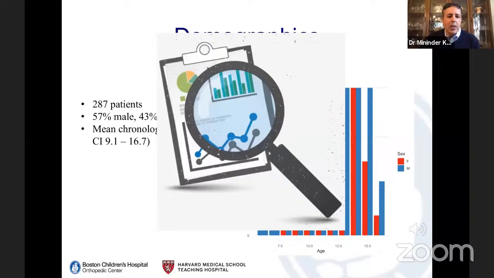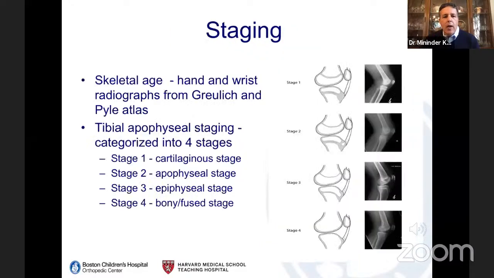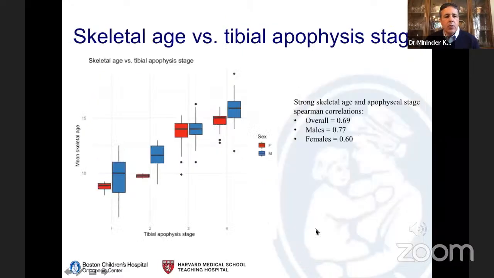This is just a research spotlight. But we looked at almost 300 of our patients who were evenly split between male and female and divided into different age ranges. We looked at their skeletal age from the hand and wrist atlas of Greulich and Pyle, and then we classified their tibial tubercle apophysis stage into these four stages. So again, cartilage only, apophysis of the tibial tubercle, the apophysis and the epiphysis merge, and then all the physes close. This is a box and whisker graph, which shows a fairly tight distribution in terms of their skeletal age, from stage 1 being young, stage 2 being young, stage 3 being adolescents, and stage 4 being later adolescents.